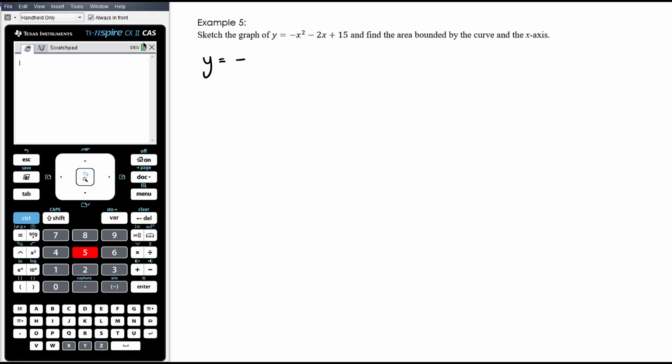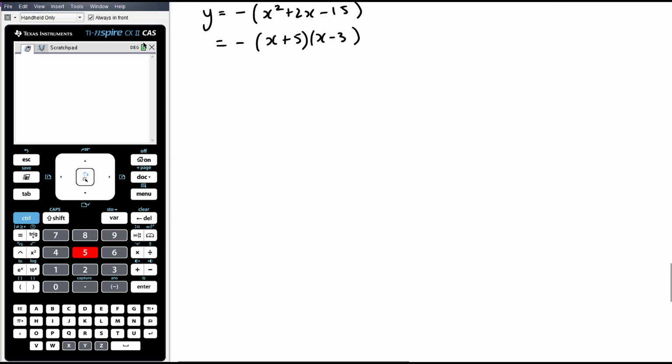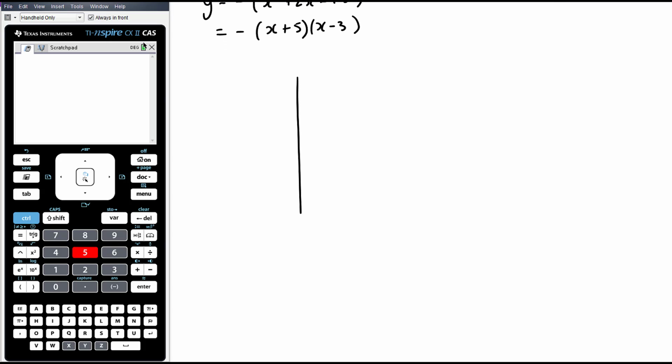Okay, so it's y equals negative x squared minus 2x plus 15, which is negative, what's that going to be, x plus 5, x minus 3. And so it's a sad parabola with x-intercepts at negative 5 and positive 3. Okay, so it looks something like that.